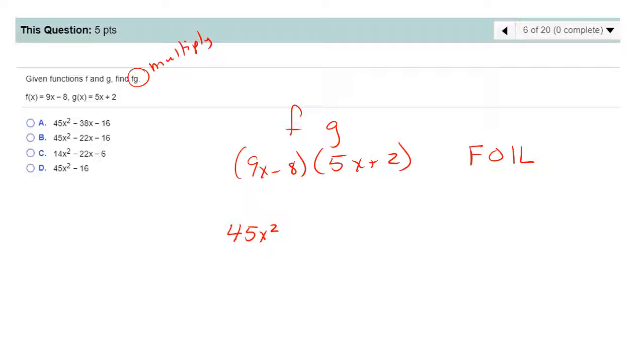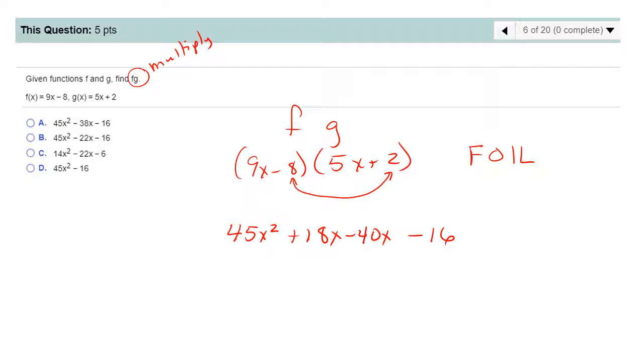Next, we would multiply the outer edges of each parentheses for the O. 9x times 2 is 18x. Thirdly, we multiply these two terms that are innermost. Negative 8 times 5 is negative 40 with the x. And last but not least, we will multiply the last numbers in each parenthesis. Negative 8 times positive 2 is negative 16.